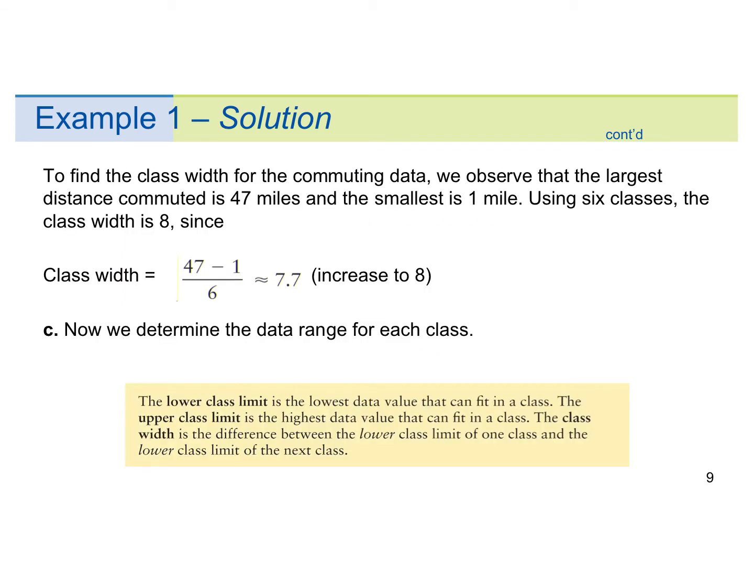And so in this example, I could go back to the data, but 47 miles was the largest one. 1 was the smallest in those 60 data pieces that we had a little earlier. We divide by the 6, which was given to you, and that equals approximately 7.7, which we increased to 8. Therefore, our class width is 8. Okay, so let's see what that does.